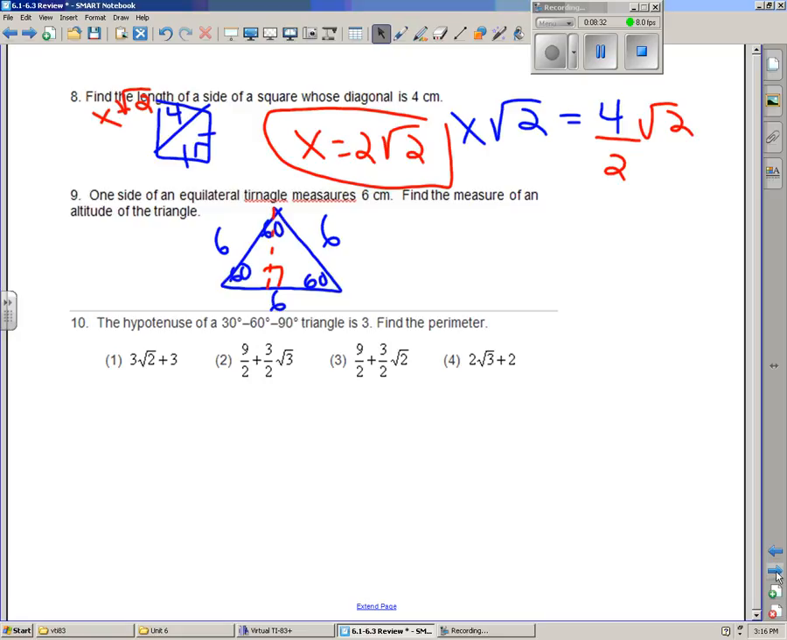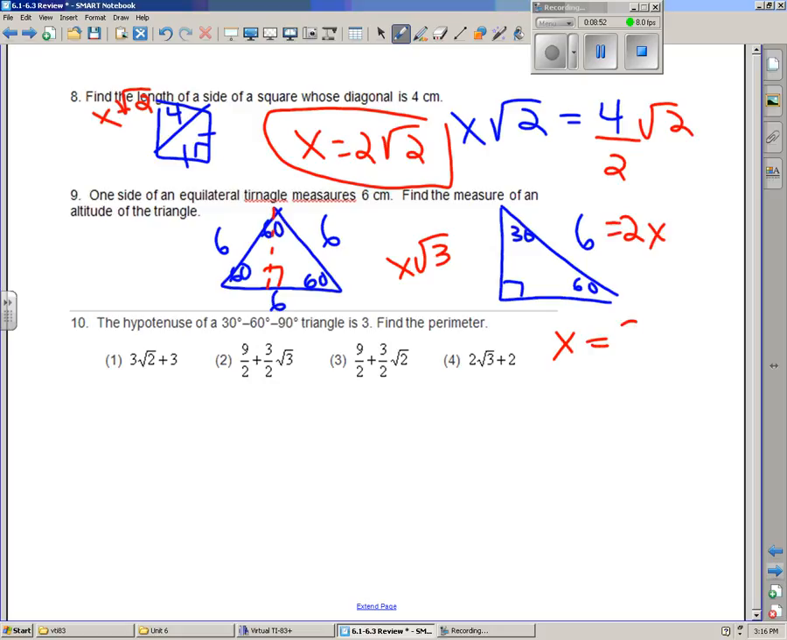And what ends up happening then is this is your 60, this is your 30, right? And we knew that this was already 6 because it was part of the equilateral. And this becomes x, x rad 3, twice x. Well, if 6 is 2x, then x equals 3, and then your altitude becomes 3 rad 3. So the altitude is 3 rad 3.